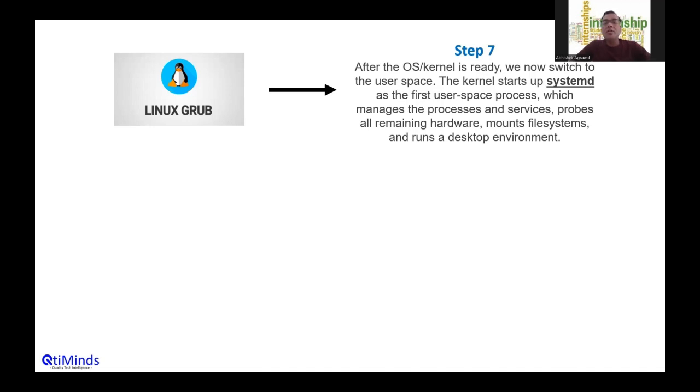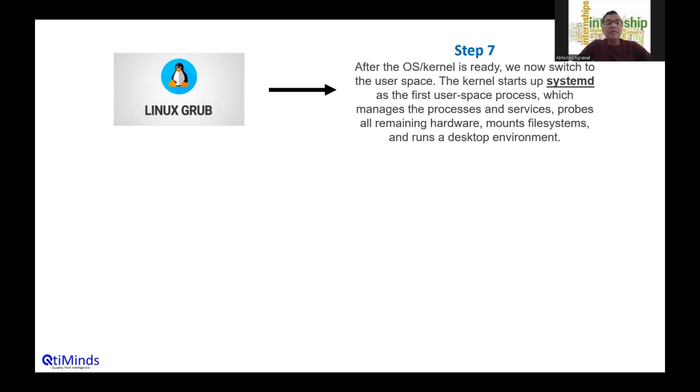Once the OS is ready, the core part of the OS is called the kernel. Kernel is a part of the OS. Sometimes people use kernel and OS interchangeably, but the kernel is the core part of an OS, which includes scheduling, process management, and all those things. Right? It's the core part of the operating system.